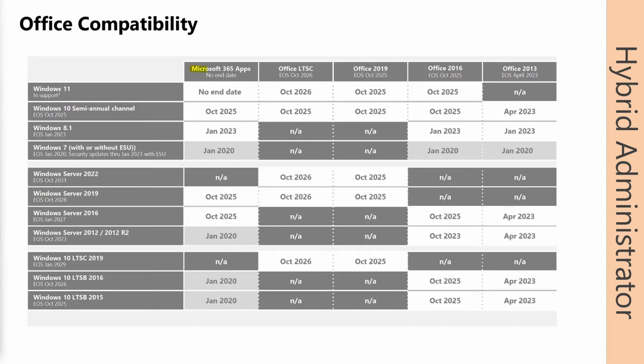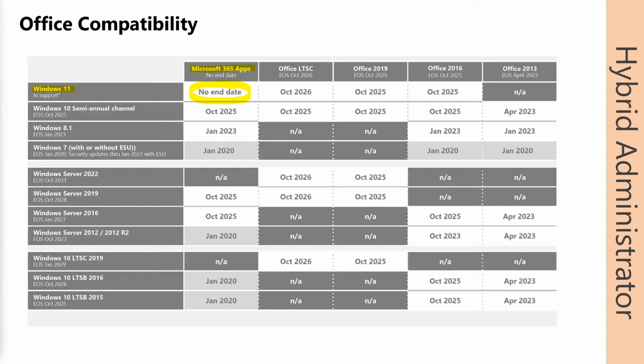Microsoft 365 apps. This is the subscription where we receive the Office apps for local installation with regular updates, is fully supported on Windows 11. We have a full support without any announced end date. This means as long as I update my Windows client and my Microsoft 365 application, I will have support for this combination.